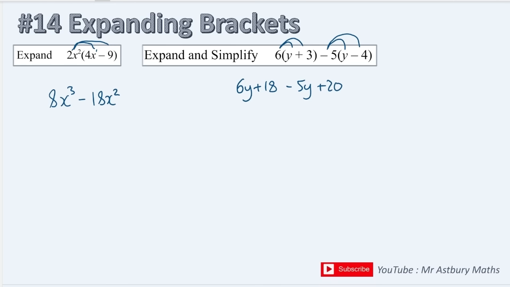It asked me also to simplify. How many y's do I have? I've got 6 and minus 5, which makes a total of 1. And how many constants do I have? I've got 18 and 20. That makes a total of 38.